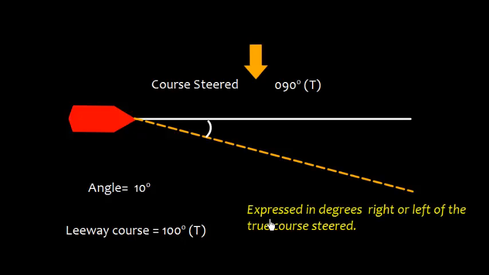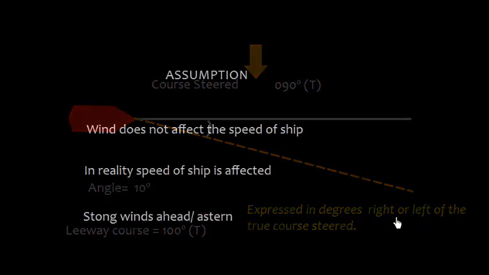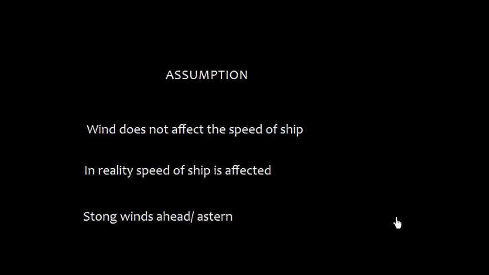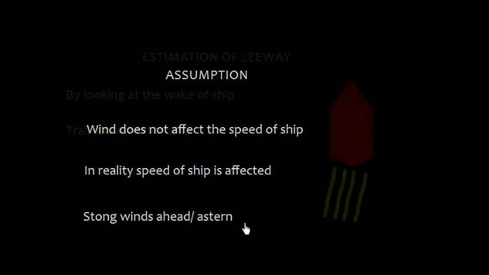So we can say that this is expressed in degrees right or left of the true course steered. I mean, the leeway angle is expressed in degrees left or right of the true course steered. However, we have some assumption, and the assumption is that the wind doesn't affect the speed of ship. In reality, definitely the speed of the ship is affected by the wind, especially if the wind is blowing from ahead or from astern.